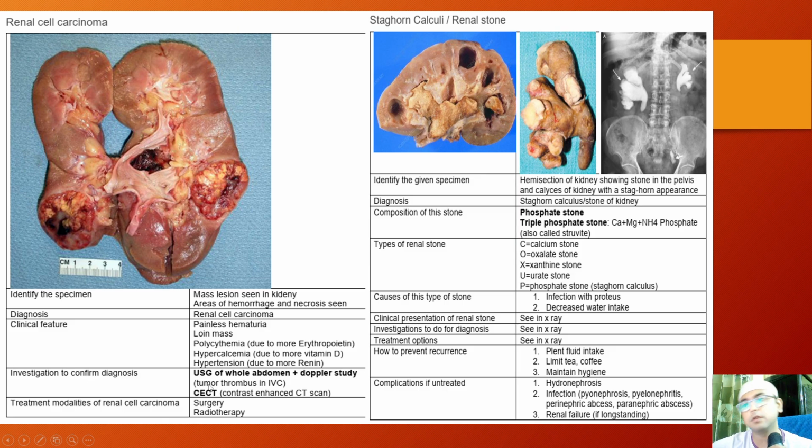So investigation: confirm with ultrasonography of the whole abdomen and Doppler study to know the vascularity, and also contrast enhanced CT scan, which is more gold standard. Also you can perform CT urogram. Okay, so treatment modalities of renal cell carcinoma will be surgery, because RCC is chemo and radio resistant.